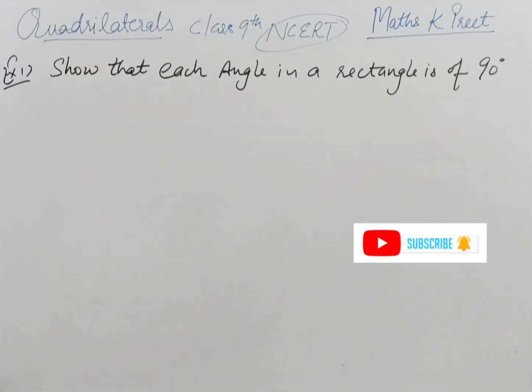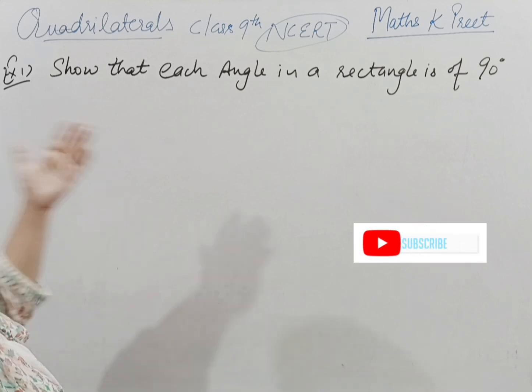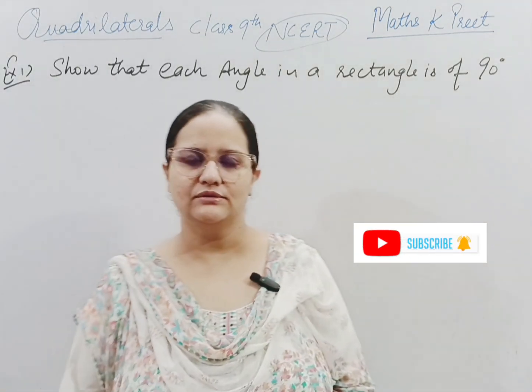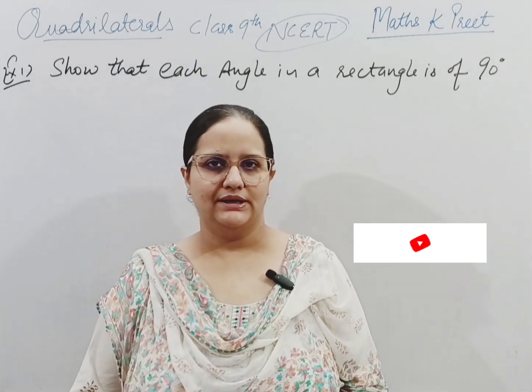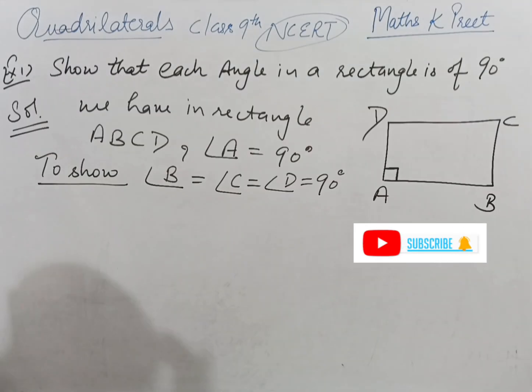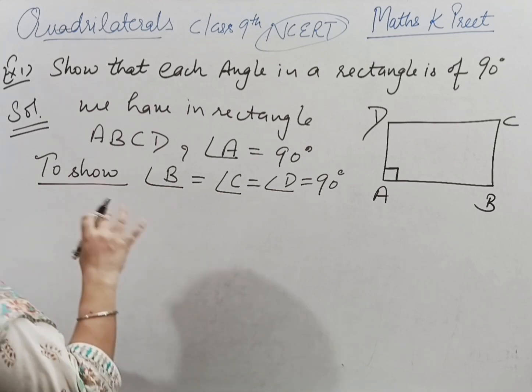It's saying show that each angle in a rectangle is of 90 degrees. While doing the introduction, we have seen the types of quadrilaterals, in which we have seen what a rectangle is. A rectangle is basically, as I have told you, a parallelogram in which at least one angle should be of 90 degrees at the vertex. So how will we do this question? We know that a rectangle is basically what?